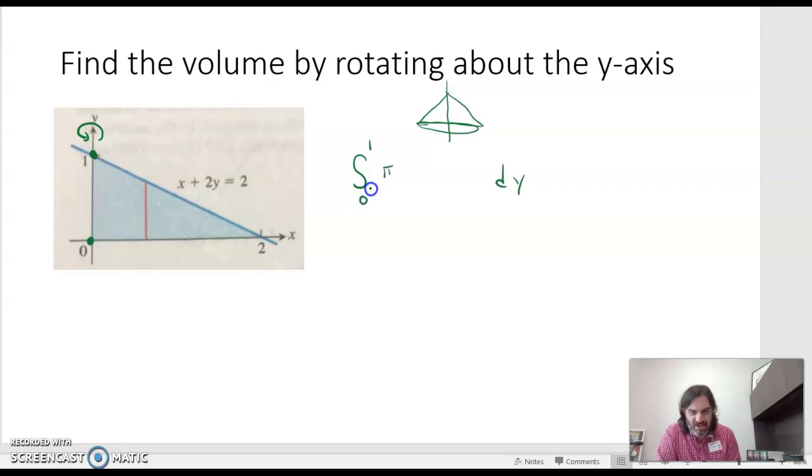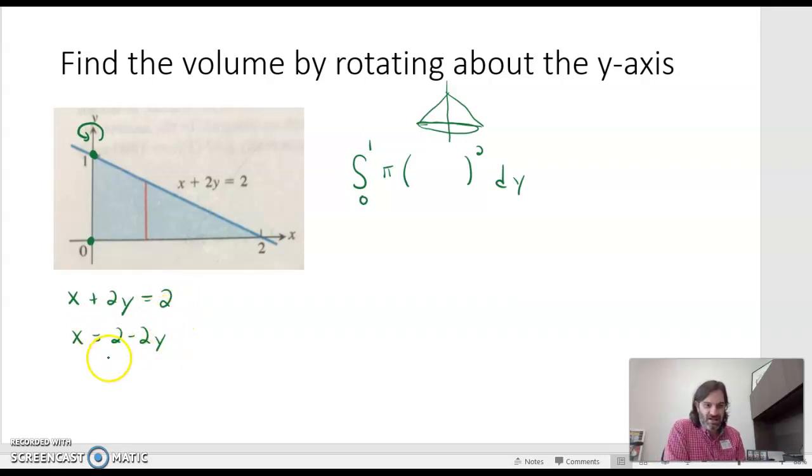And we're going to have pi r squared. Well, what's our radius in this case? We want it in terms of y. So we're going to take the x plus 2y equals 2 and get x by itself. So x will be 2 minus 2y. Okay, so that's what we're going to square. That's our radius for that figure. Basically what we're doing now is flat disks, because we're going around the y-axis.